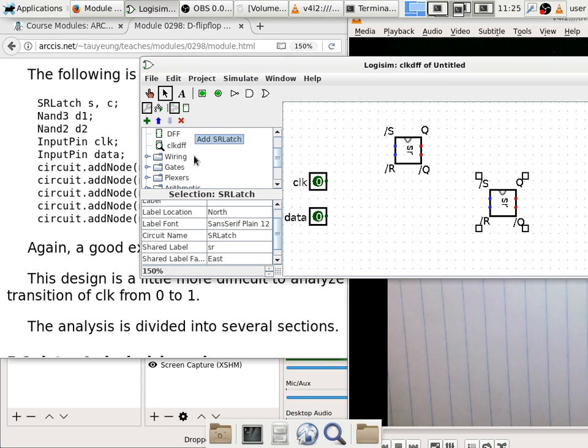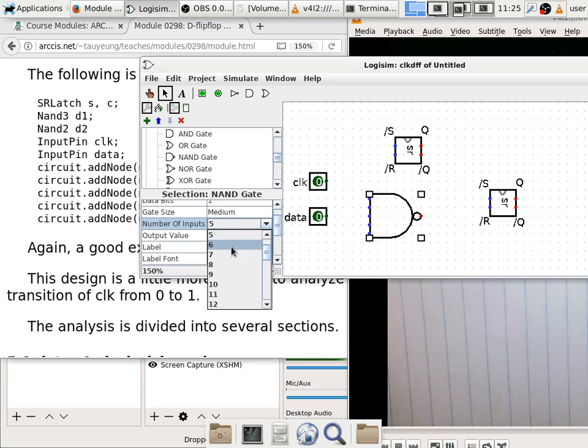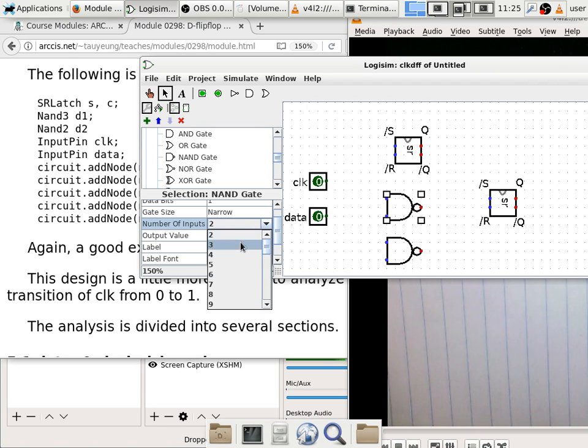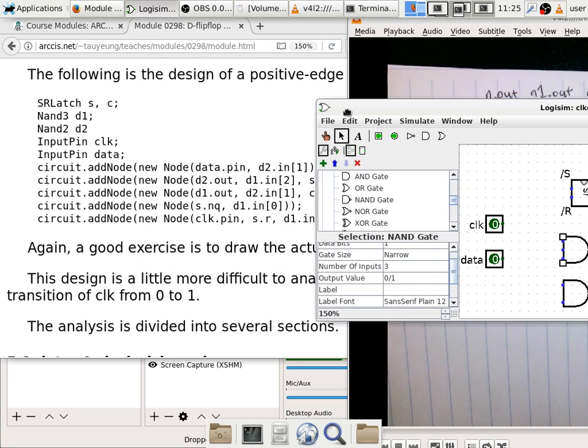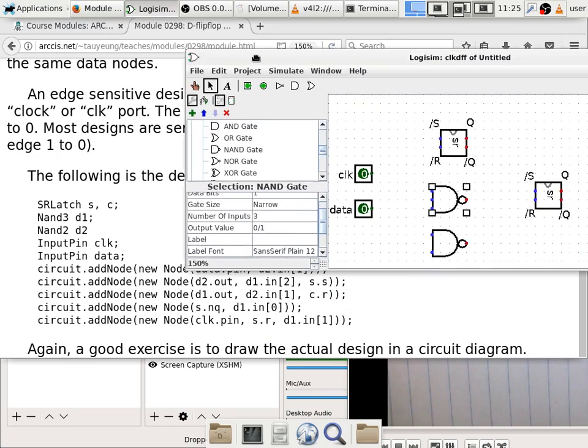So we go to gates, pick out a NAND, change it to 2 input, and narrow. That's the first one. And then the second one, this is the second one, by the way. The first one has 3 inputs. So we go from 2 to 3 inputs. And now here comes the really, really obscure part: how do we connect these pins? I think this time I got it right.